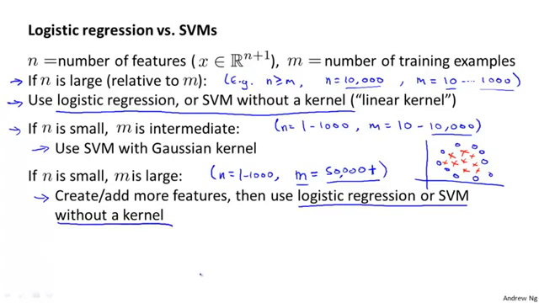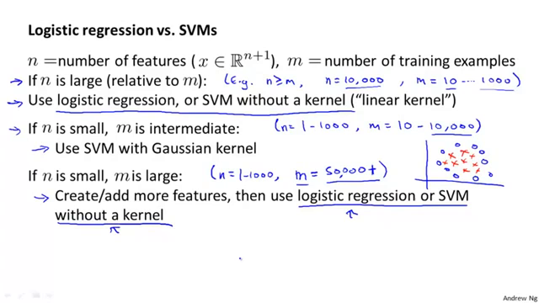Well, there's a reason for that: logistic regression and SVM without a kernel are really pretty similar algorithms. Either one will usually do pretty similar things and give pretty similar performance. But depending on your implementational details, one may be more efficient than the other. But where one of these algorithms applies, the other one is likely to work pretty well as well.